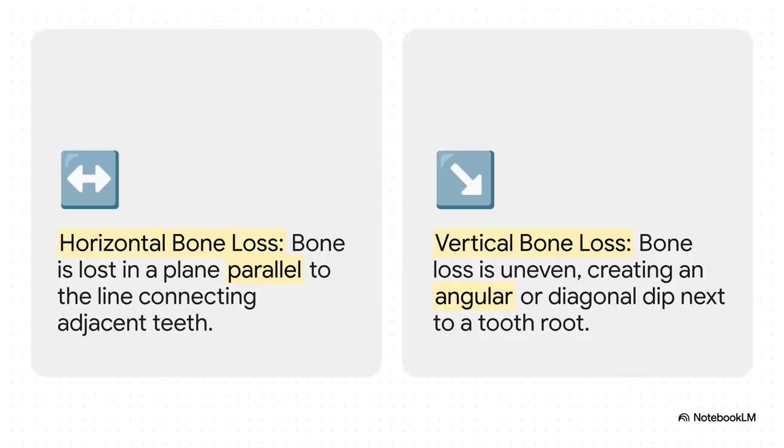And get this, even the pattern of the bone loss tells a story. So you've got horizontal bone loss. Think of it like a shoreline receding evenly across the whole beach. The bone is just lost in a flat plane. But then there's vertical bone loss, which is more like a sinkhole opening up right next to one tooth. It creates this uneven, angular dip. Just seeing which type it is tells the dentist a ton about how the disease is actually progressing.